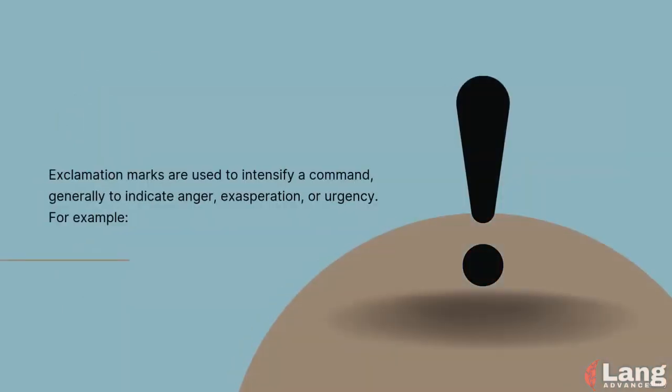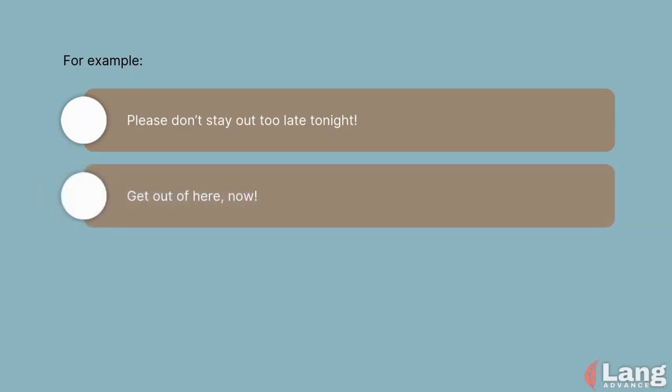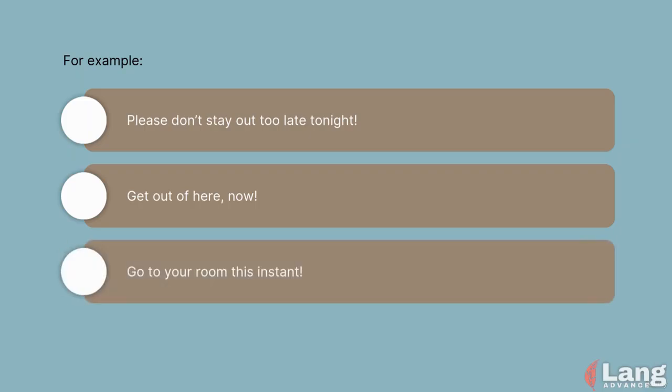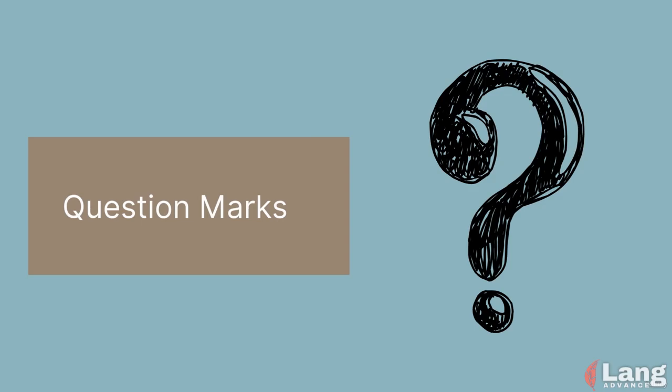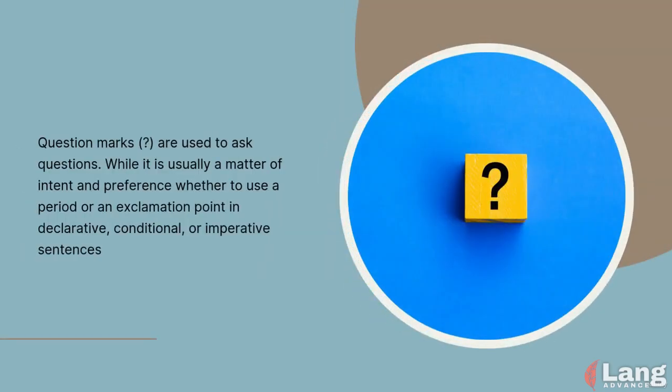Exclamation marks are used to intensify a command, generally to indicate anger, exasperation, or urgency. For example, please don't stay out too late tonight! Get out of here now! Go to your room this instant!